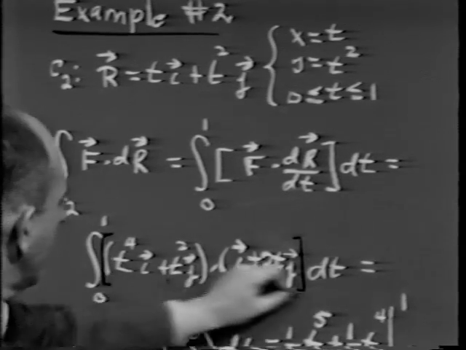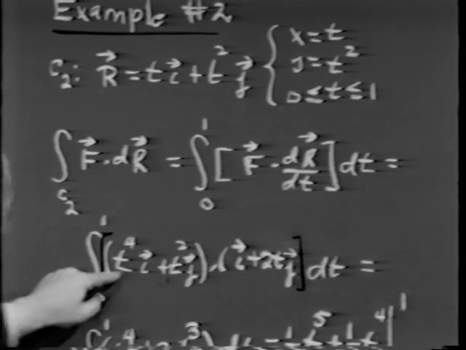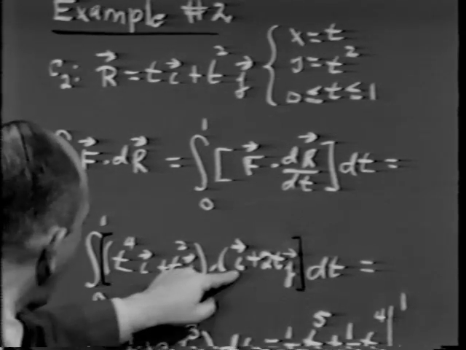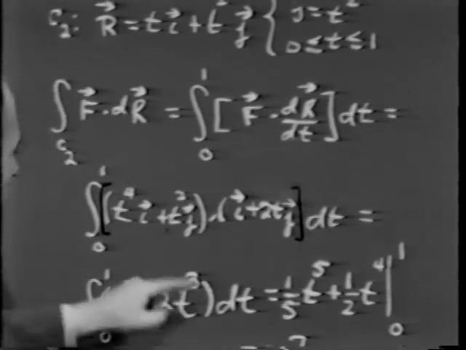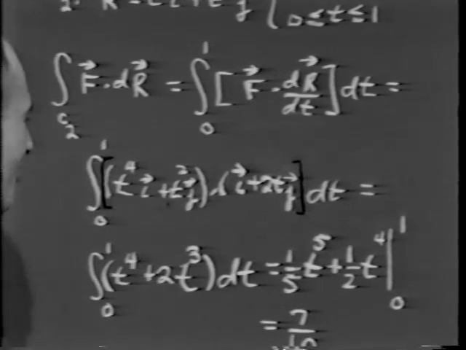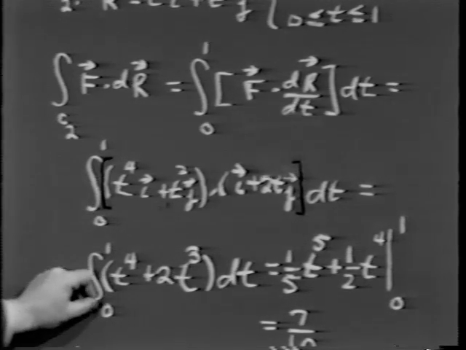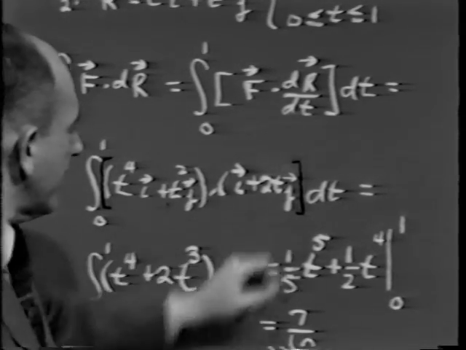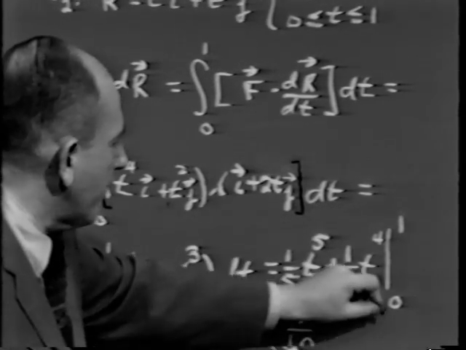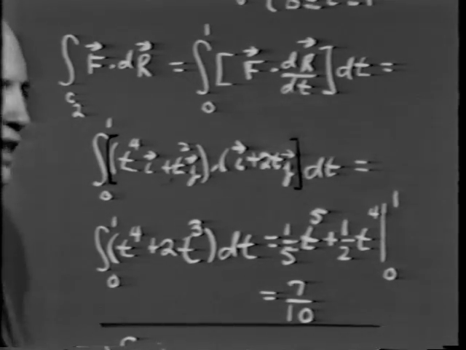Therefore, the integrand is simply this dot product, which turns out to be what? t to the 4th times 1 plus t squared times 2t, or t to the 4th plus 2t cubed. We now, again, use the fundamental theorem, evaluate this integral by the antiderivative. In other words, this is 1/5 t to the 5th plus 1/2 t to the 4th, evaluated between 0 and 1, and that answer is 7/10.